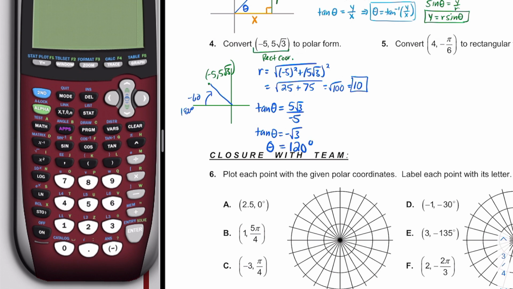So this all goes back to how we used the calculator to figure these out. We knew we had to be in quadrant 2 based on where we plotted it, so we had to subtract from the closest axis, which is 180. So that makes this the coordinate point (10, 120 degrees).